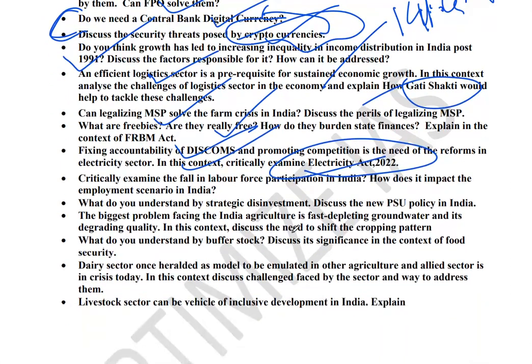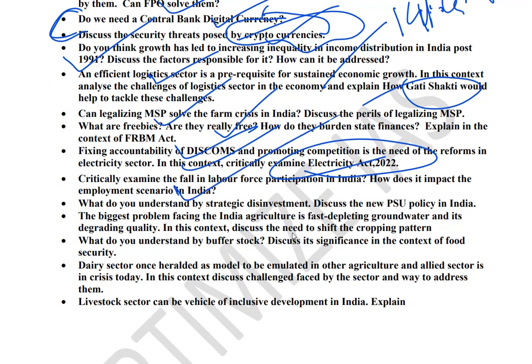Next is the question of falling labor participation rate in India. What are the responsible factors for that? Next is the topic of strategic disinvestment, and how will this new policy on PSUs help the PSU sector and the Indian economy in general.